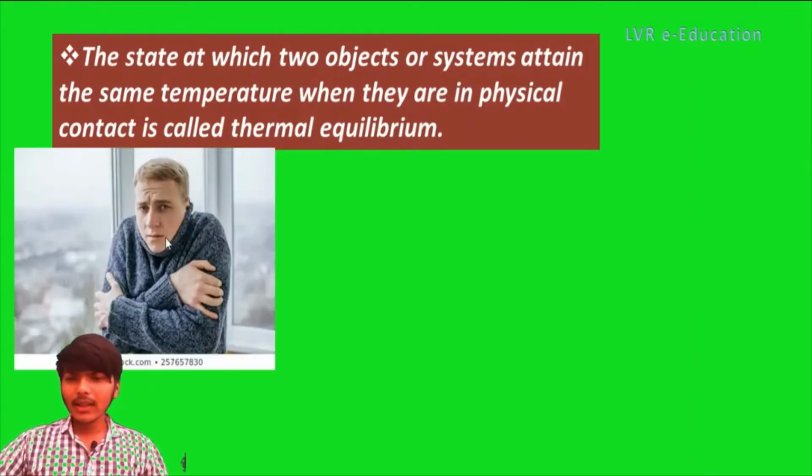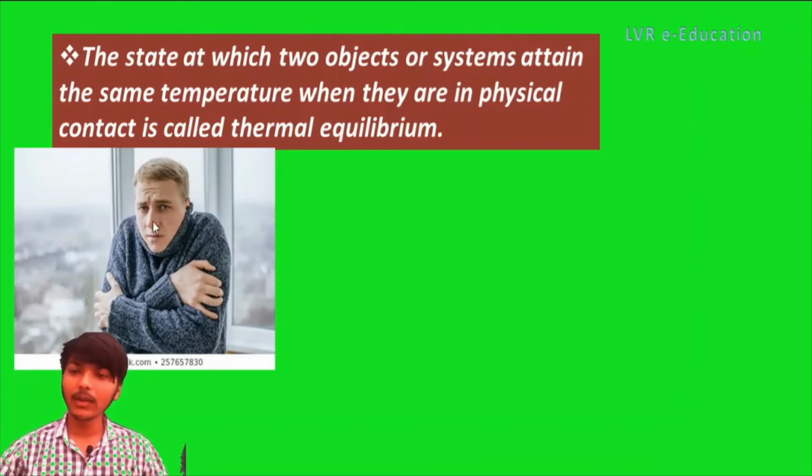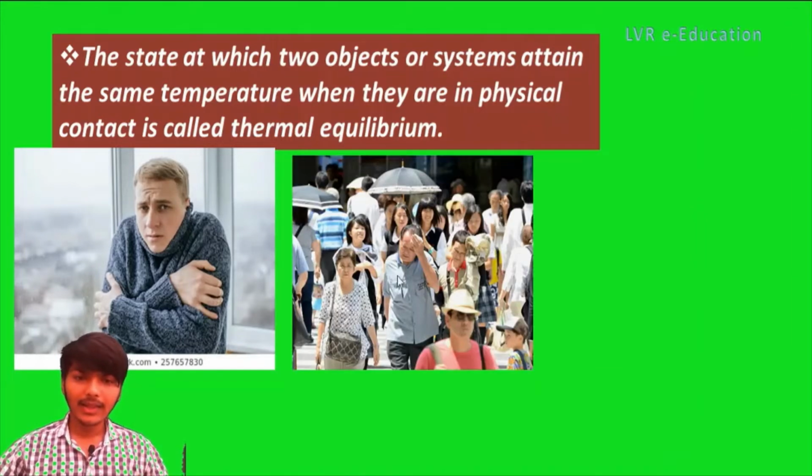So here you see a person is shivering because his body temperature is high and his surroundings temperature is low. So the heat will transfer from him to the surroundings. That's the reason why he is feeling cool. Here you see the people are sweating because the surroundings temperature is extremely high and their body temperature is low. So the heat will flow from the surroundings to them. That's why they are feeling hot.